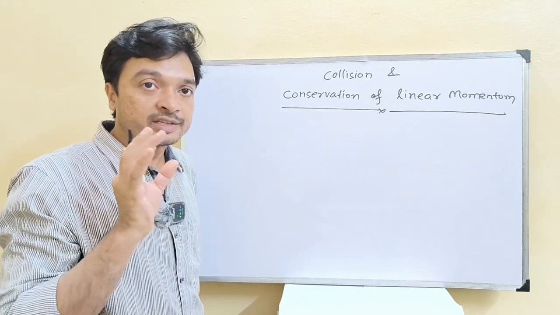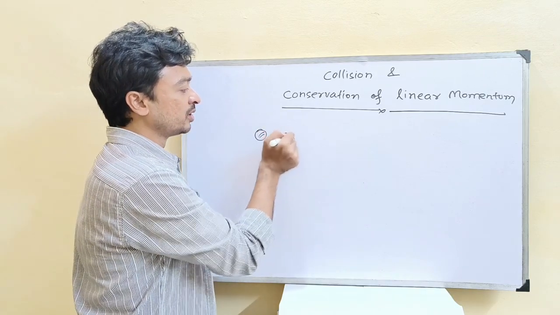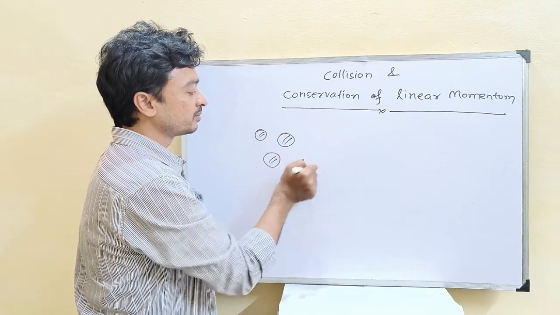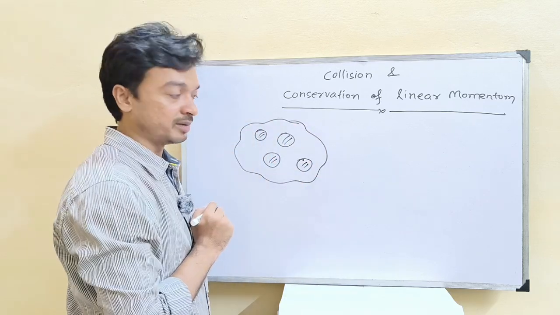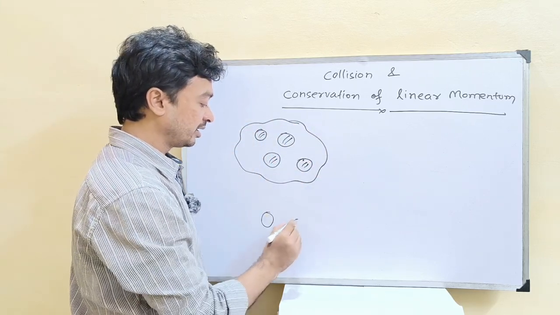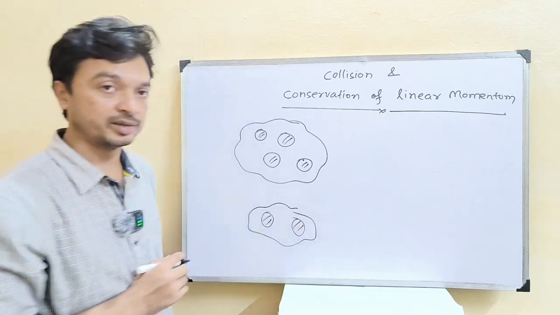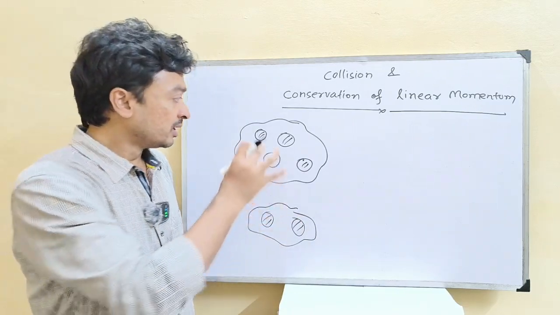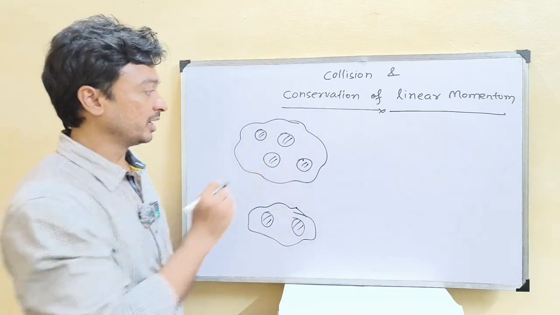When you consider a system, from the basic concept you can consider a system of more than two particles. Suppose there are four particles and you consider this a system, or there are two particles and you consider this a system. It's up to you how many particles are there in your system.